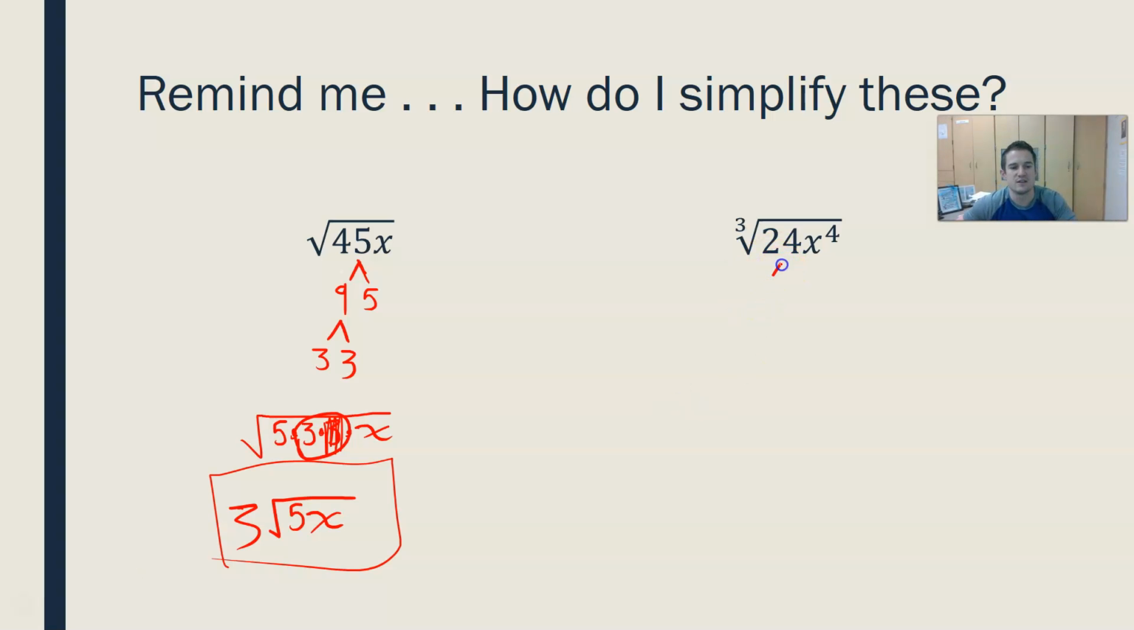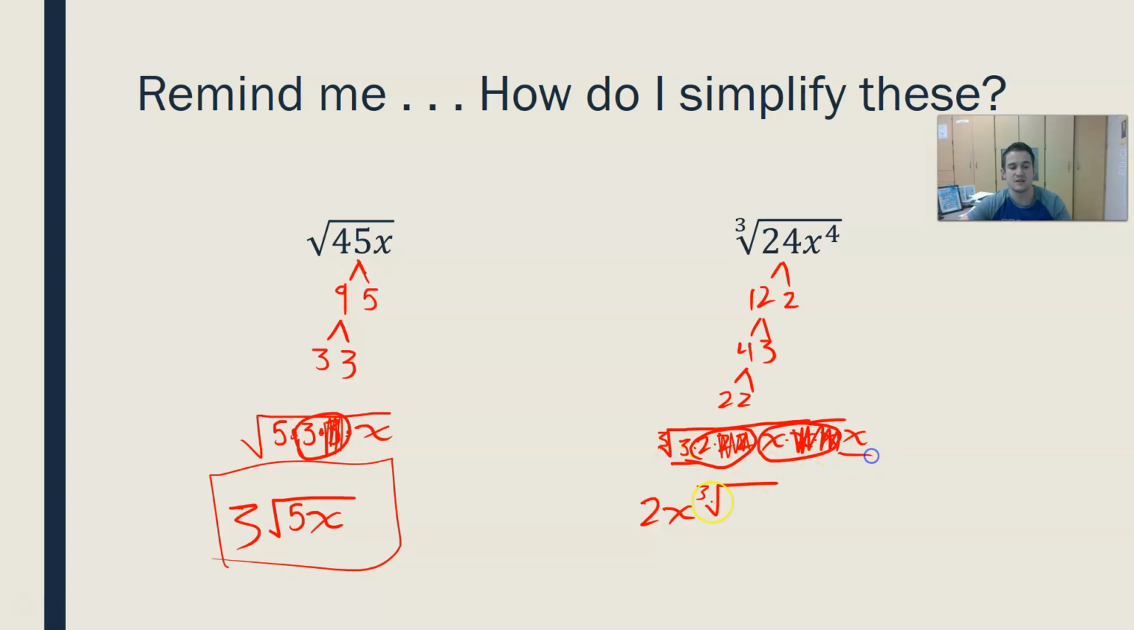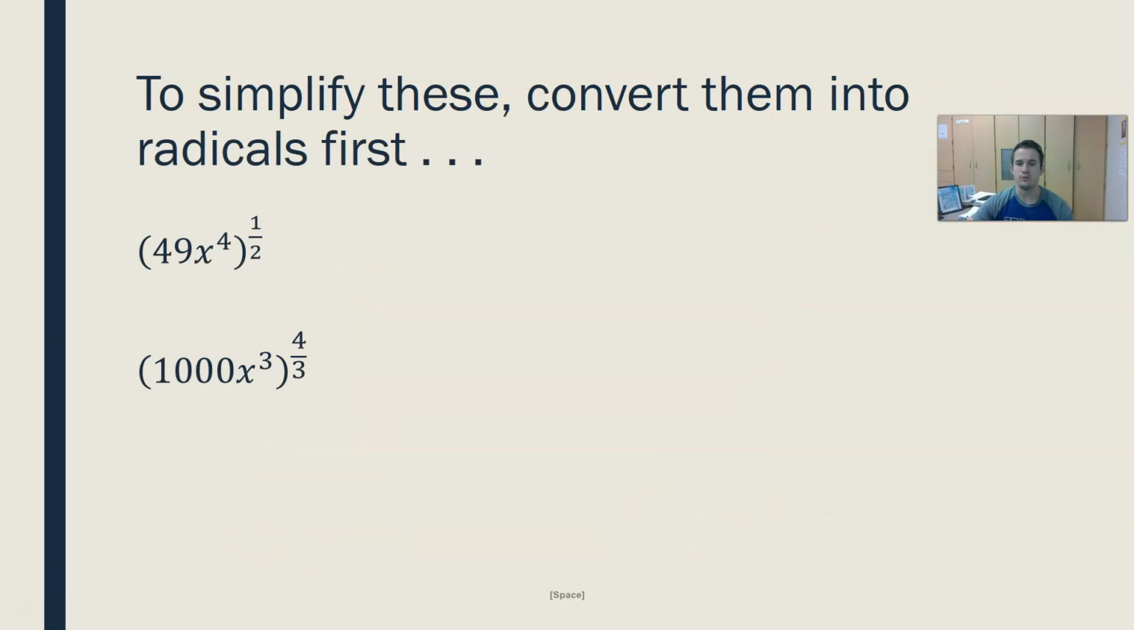The cube root of 24x to the 4th, I break down 24 into its prime factors like so. 12 times 2, 4 times 3, 2 times 2, which would give me the cube root of 3 times 2 times 2 times 2 times x, x, x, x. And then in a cube root number prison, my numbers have to escape in trios. Boom, boom. Only one survives in each trio. So the 2 and the x escape, and then the 3 and this x are stuck on the inside. So we know how to do that. We know how to simplify radical expressions, square roots and cube roots.